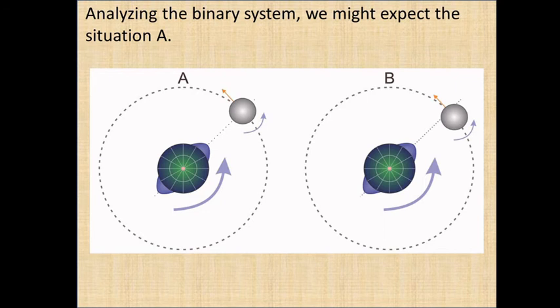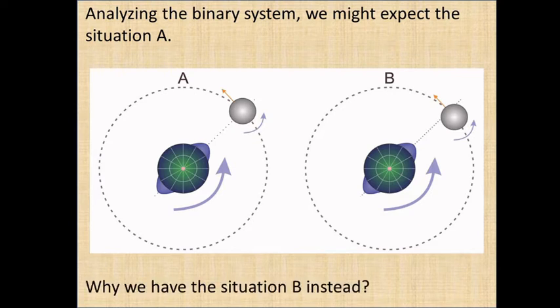Analyzing the binary system, we might expect the situation A. In situation A, we see that there is a line and everything is aligned. Both centers, the center of the Earth and the Moon's center, and the maximum of the tides are in the same line. But why do we have situation B instead? In situation B, the line that connects the maximum of the tides and the center of the Earth does not go to the center of the moon.